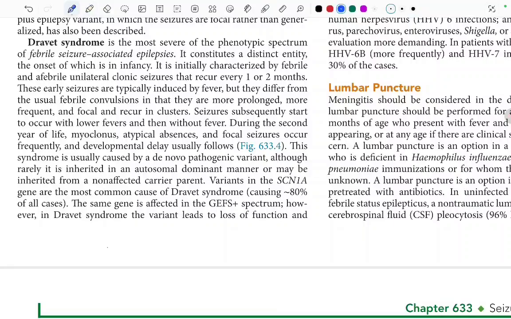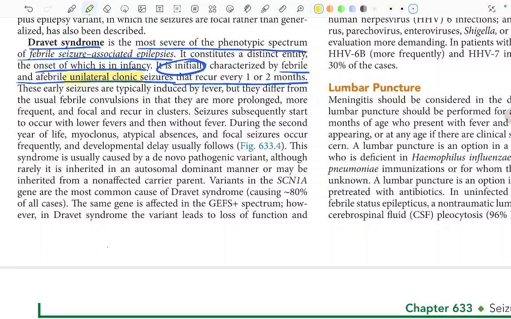Fine, so this Dravet syndrome is the most severe type of phenotypic spectrum of the febrile seizure associated epilepsy. It constitutes a distinct entity, the onset of which is in infancy. It is initially characterized by febrile and afebrile unilateral clonic seizures. Initially what happens? There are febrile and afebrile unilateral clonic seizures that recur every 1 or 2 months. How are these seizures? They are unilateral clonic seizures.